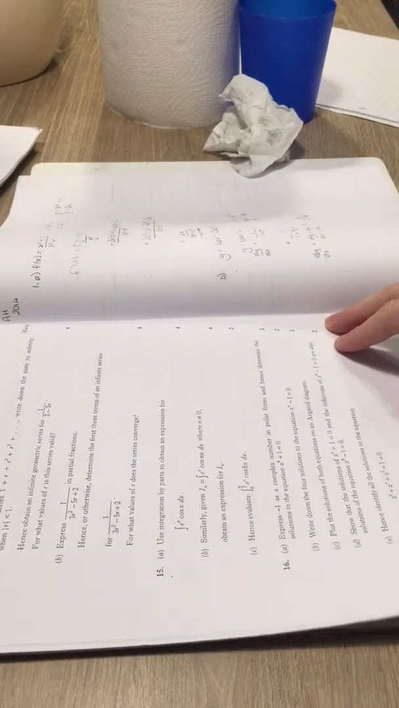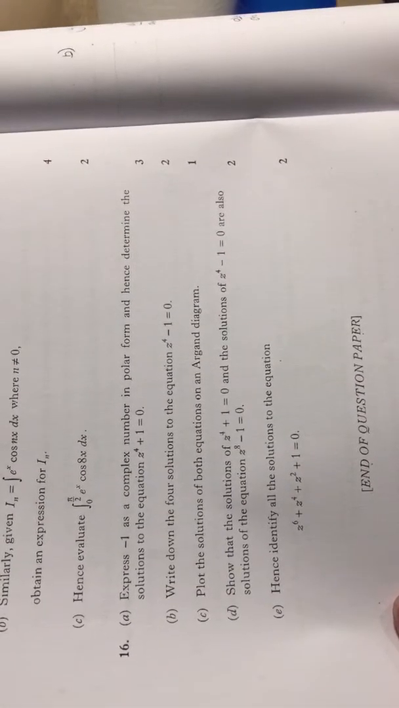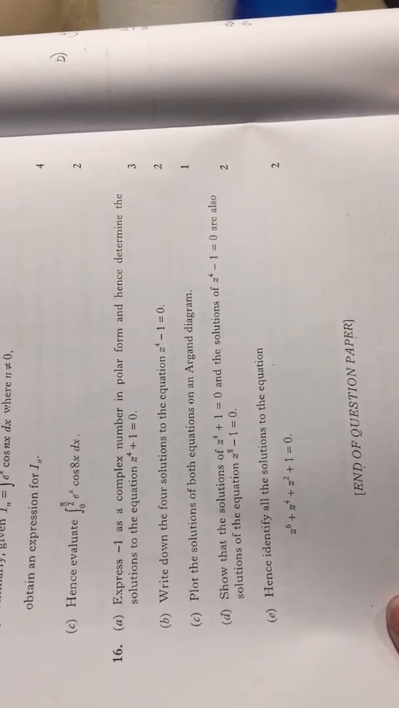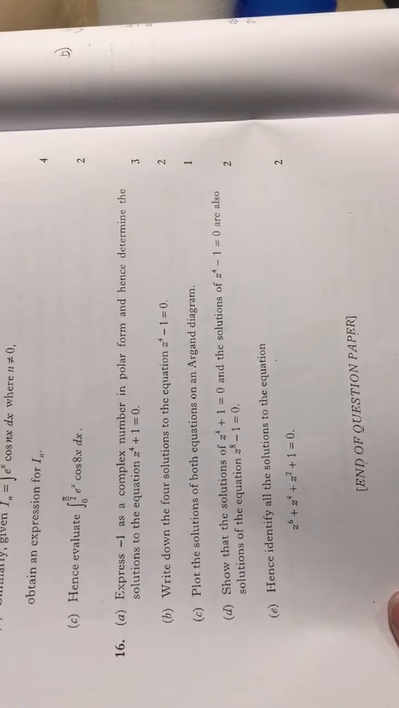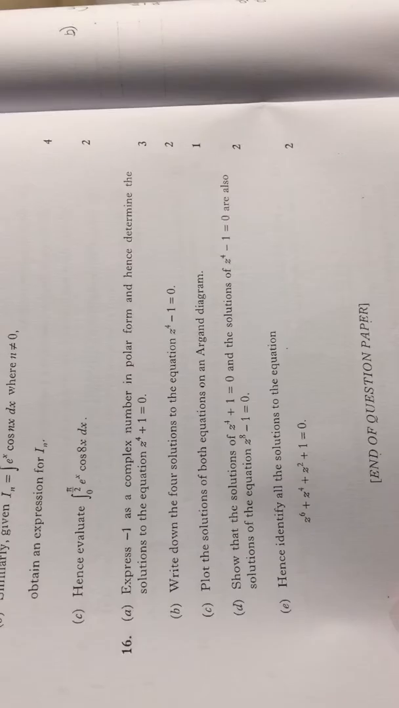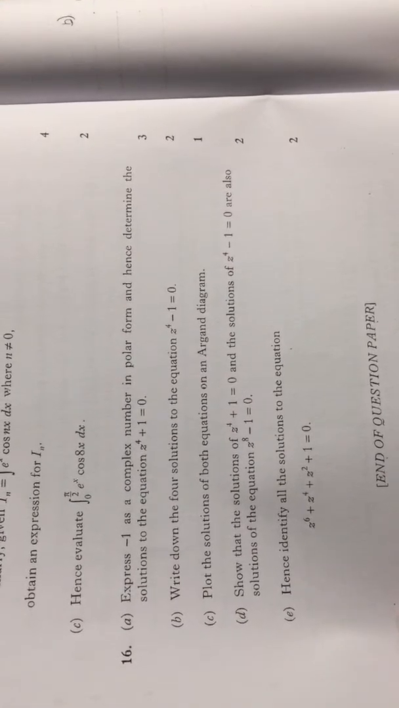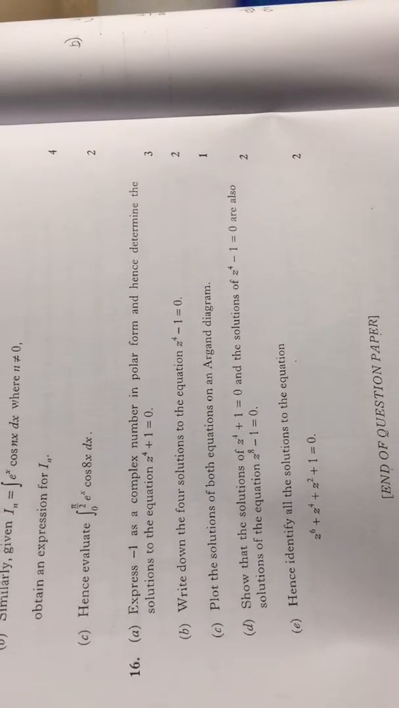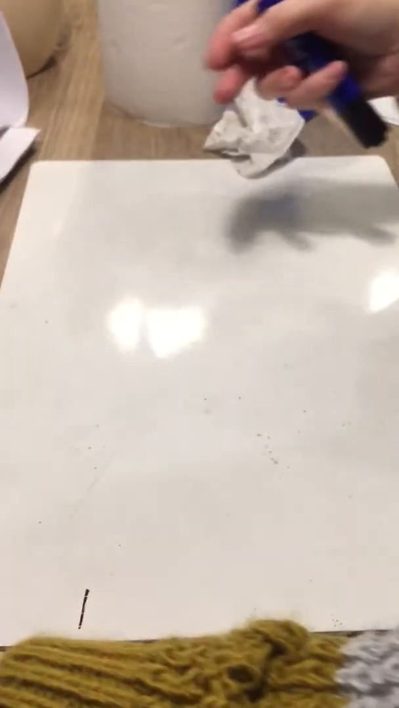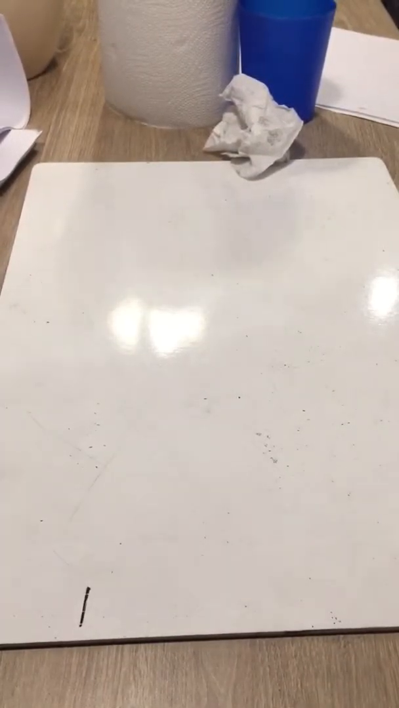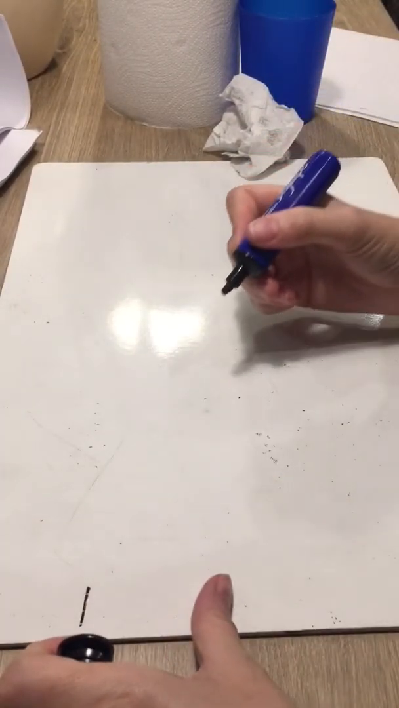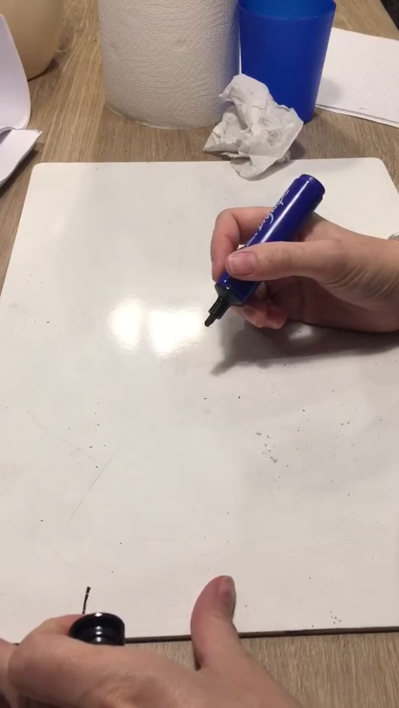Okay, now we're doing 2014 question 16, which is the last question in that paper. So 10 marker, and let's see how easy that is for a last question. It starts off saying express -1 as a complex number in polar form.